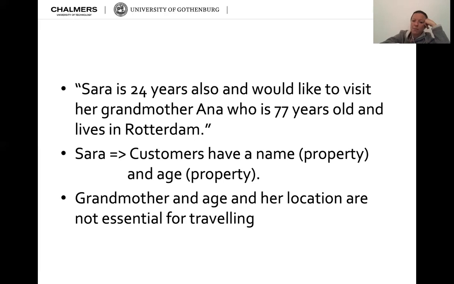And then for the grandmother, if she was to travel, there are probably a bunch of senior discounts that she could get. So therefore, it makes sense to model the age along for the customers. In this case, the grandmother and the age and her location are not essential for the travels.